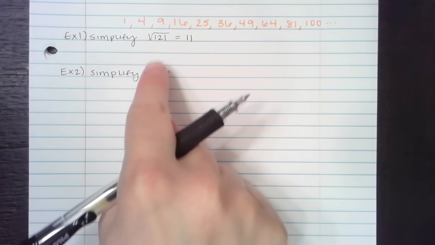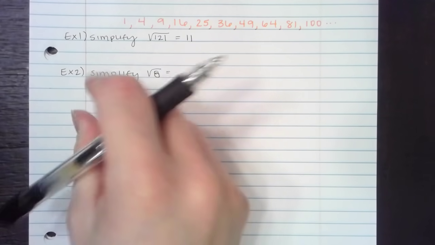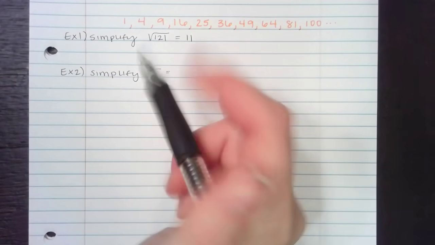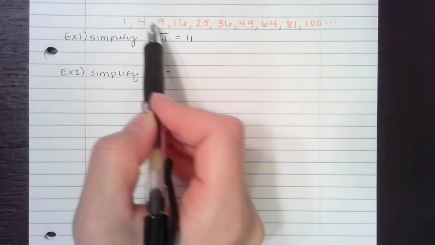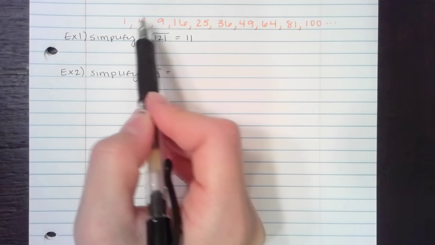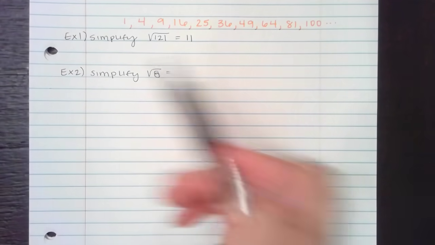Because you will notice that 8 is not a perfect square. So the square root of 8 is not 11 or 2 or 9. I know that it's in there. I know it's between 2 and 3 because the square root of 4 is 2 and the square root of 9 is 3. So it's like 2.8 something.